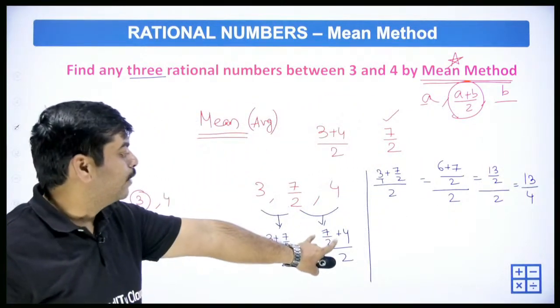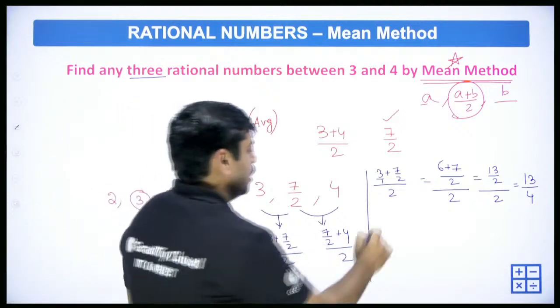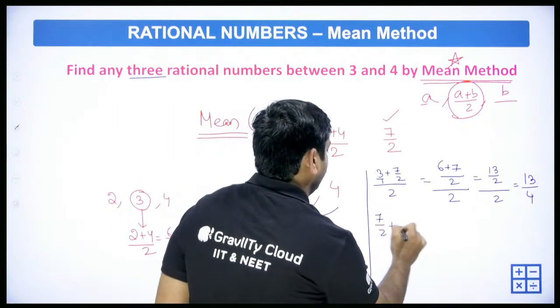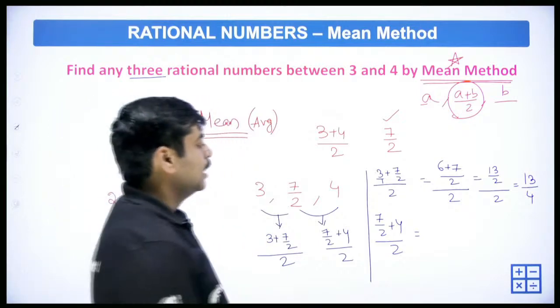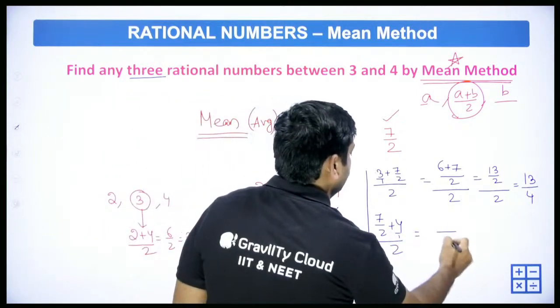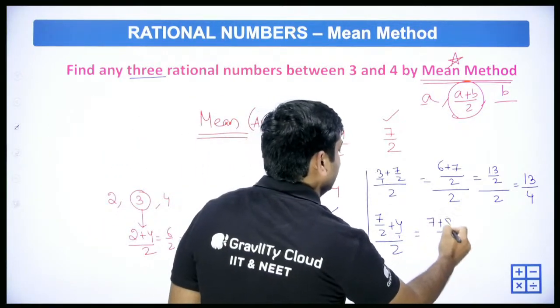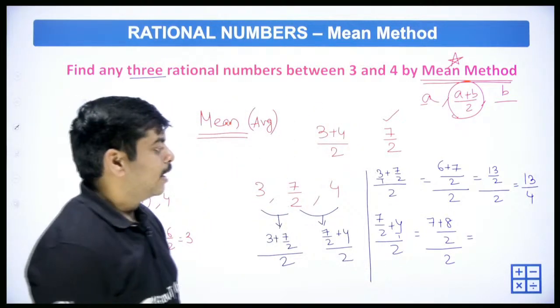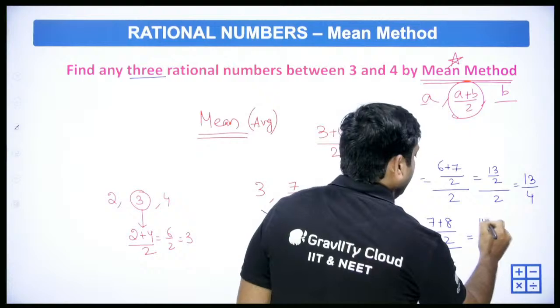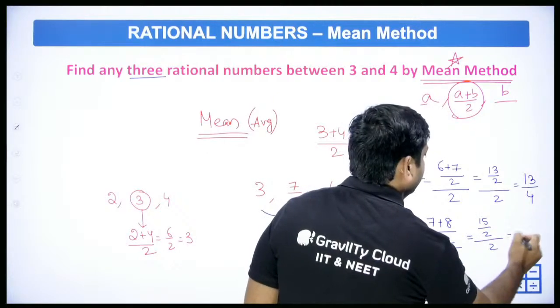In the same way, let's try to find what is this value. 7 by 2 plus 4, by 2. Okay. So again, LCM is 2. So 7 plus 4 twos are 8, by 2. 7 plus 8 is 15. 15 by 2, by 2 will give you 15 by 4.